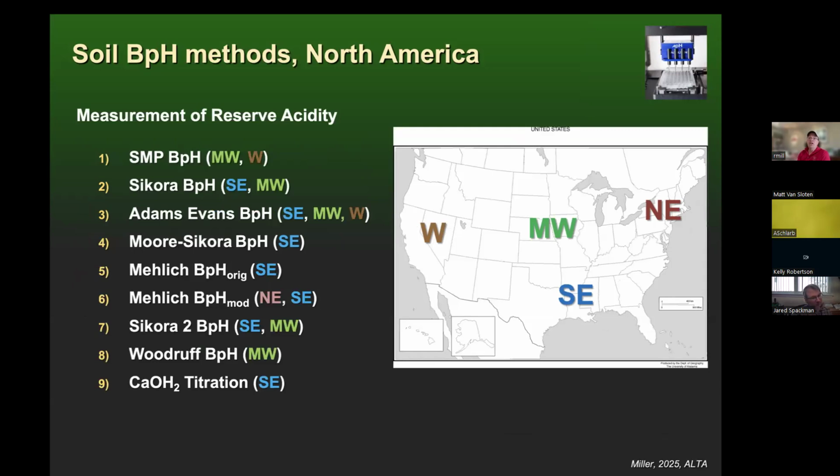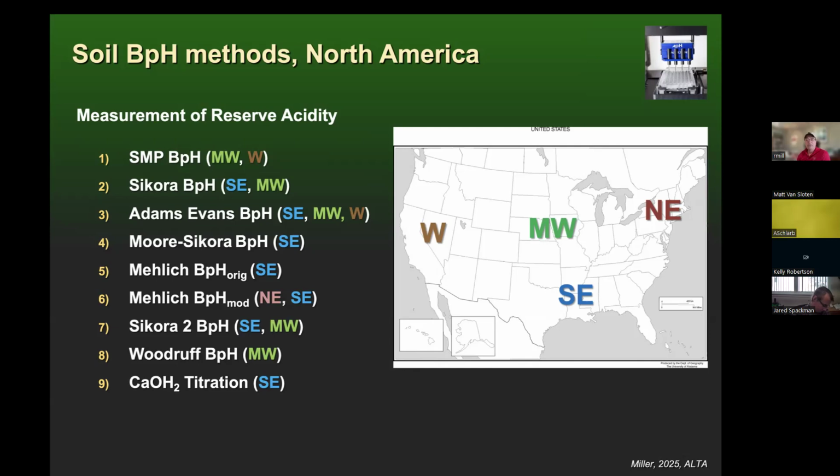When it comes to measuring reserve acidity, it's a whole different story. So the oldest method out there is pretty much the SMP method and the Adams-Evans method. Both of those methods came out of the late 40s, early 1950s. Dominantly, the SMP method is based on several different acids that are used to measure the buffering capacity of the hydrogen in the soil. And I'll get into that more later. The Adams-Evans was pretty much dominantly developed in the southeastern United States.